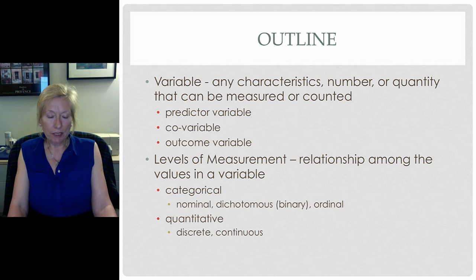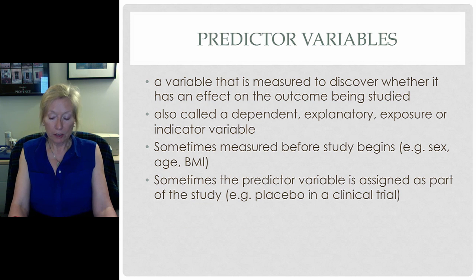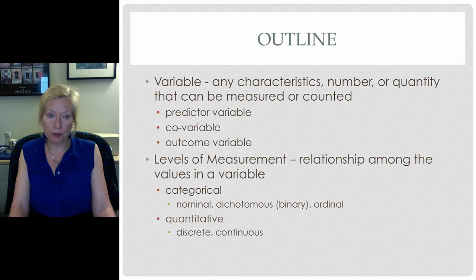So the outline of this presentation is I'm going to be talking about variables and I'm going to be talking about levels of measurement. A variable is any characteristic or number or quantity that can be measured or counted, and the levels of measurement is the relationship among the values in a variable. There are different types of variables: a predictor variable, a covariable, or an outcome variable. And there are different levels of measurement: categorical or quantitative.